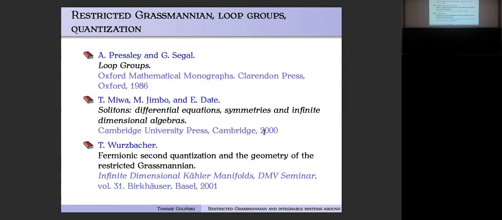For example, it's related to loop groups. We heard about them, I think, in one of the lectures. Of course, to the differential equation, and also to the physical problem of second quantization. It describes equivalence of GNS states of second quantization.